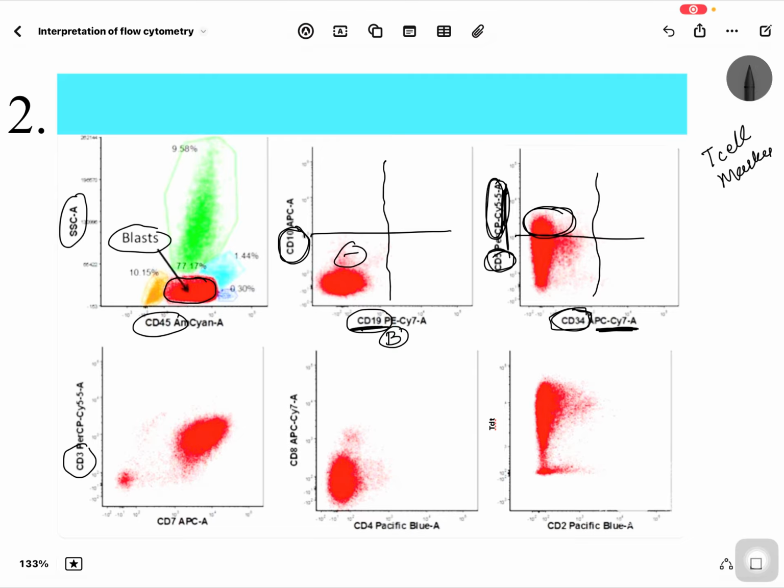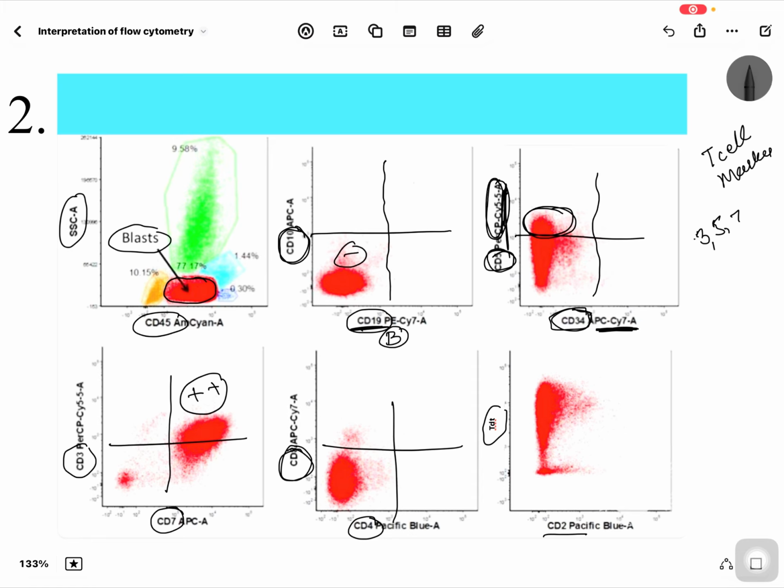Okay, then CD3. Draw an imaginary line. Do you see CD7 and CD3 positive? That means again T cell markers. What are the T cell markers? Yes, it is 3, 5, 7. Then again here, what are CD4 and CD8? CD4 is the helper cell. CD8 is the cytotoxic T cell. Okay, then CD2 and TdT. What is TdT? It is a marker of blasts, that is, precursor cells. So T cell and blast population.